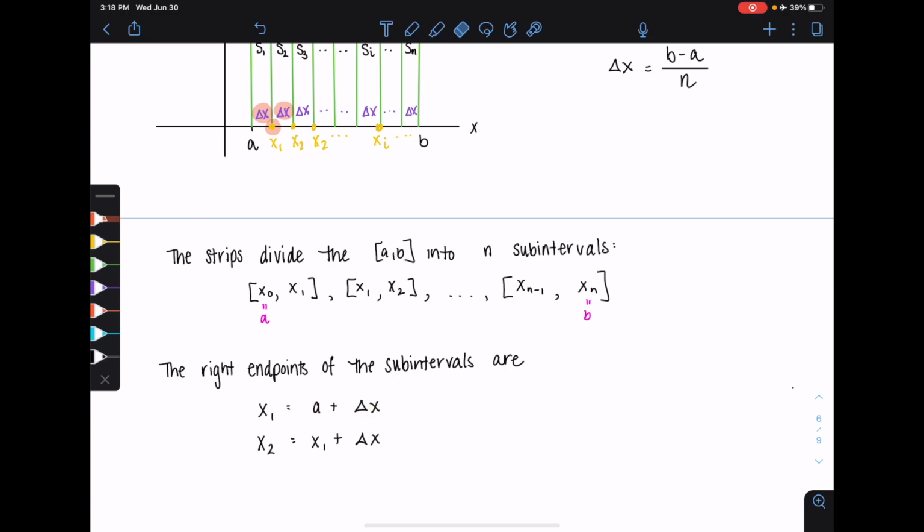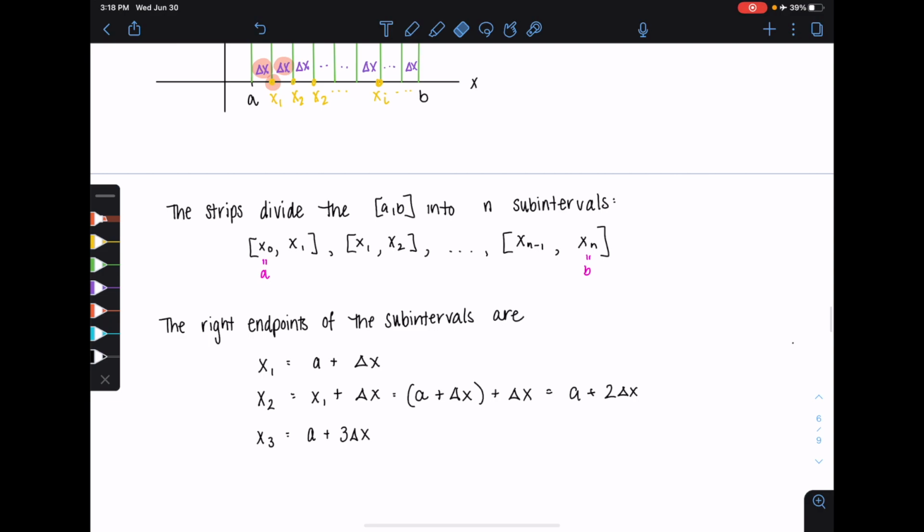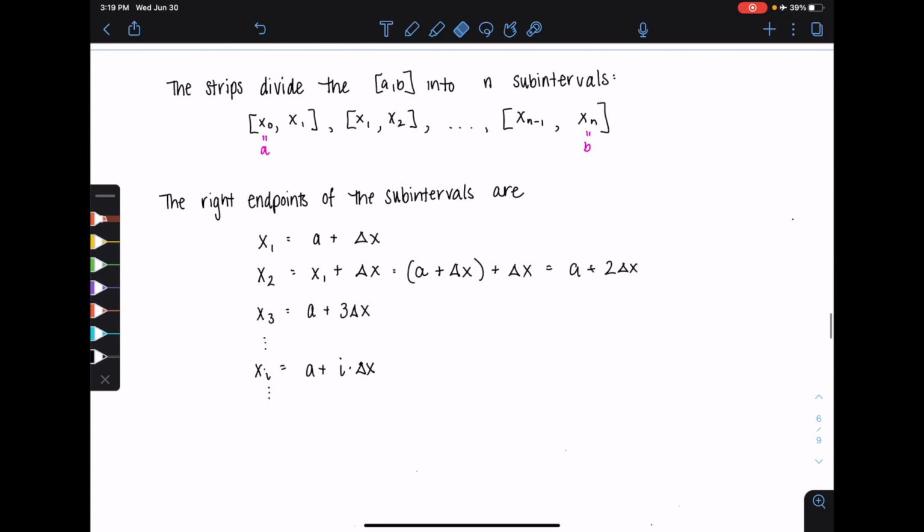So I can go ahead and replace that. That's a plus delta x plus another one. So really for my second right endpoint, I take my initial point and I add 2 of these strips. If I want my third, I take my initial point and I'm adding 3 of the strips. So in general, if you want the ith strip, my general term, I've added i delta x's to my starting point. So ultimately, I'm going to plug this into my function to get my height.